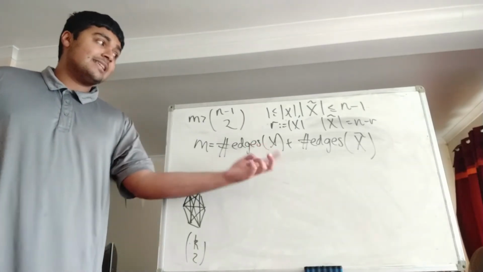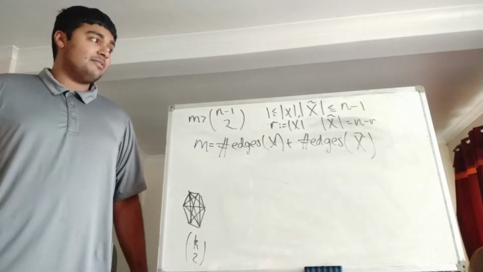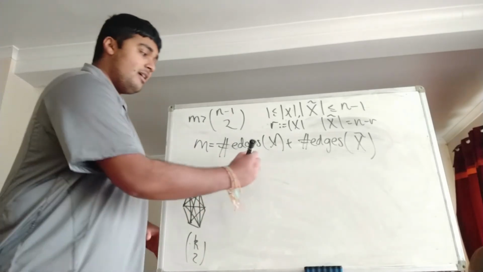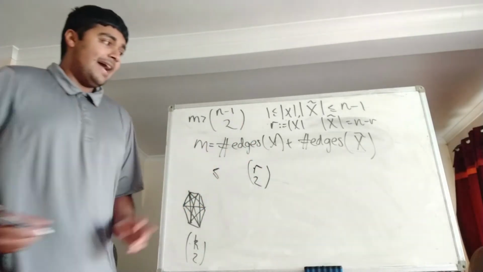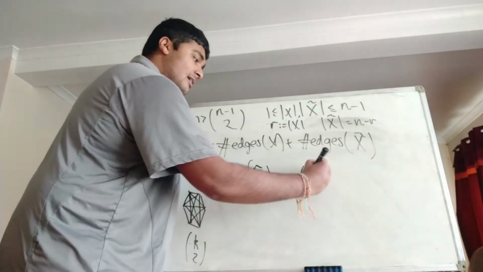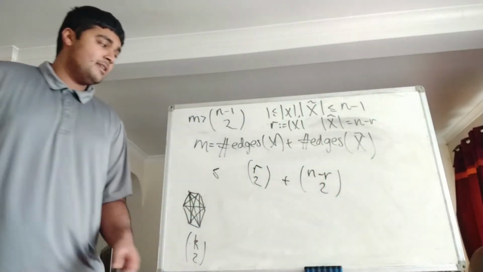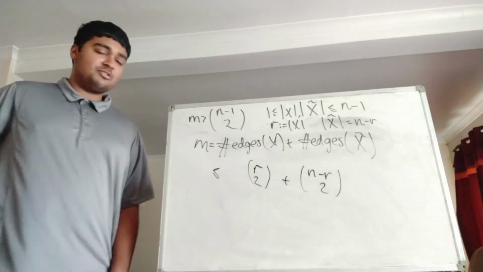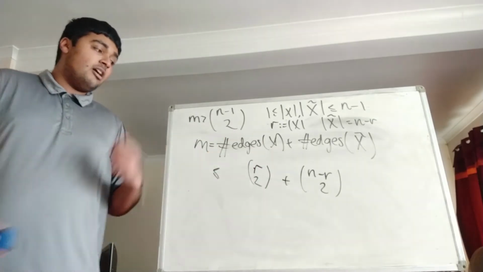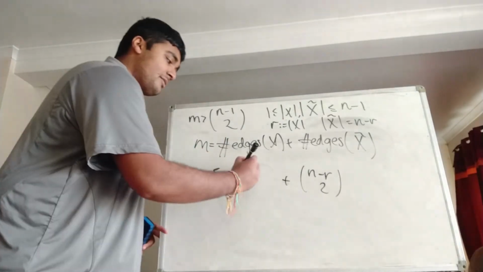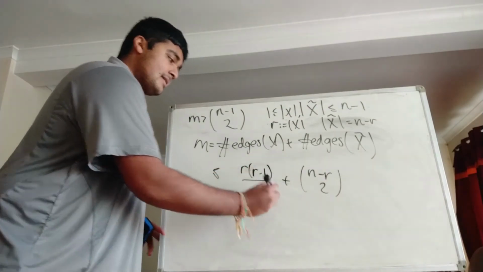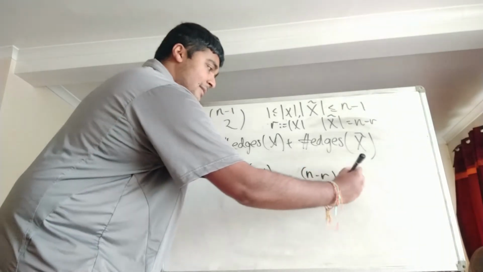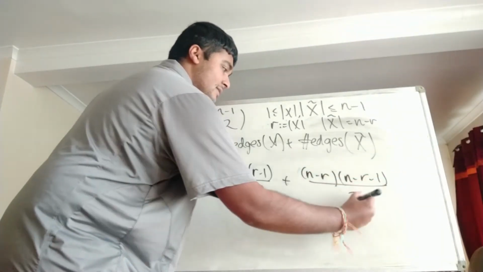But we know x has r vertices and x tilde has n minus r vertices. So that means that the number of edges in x is at most, from this argument here, r choose 2, and for x tilde it is n minus r choose 2, like so. So m is bounded from above by r choose 2 and n minus r choose 2. But we can go ahead and write out what this is. R choose 2 is simply r times r minus 1 over 2, and n minus r choose 2 is simply n minus r times n minus r minus 1 over 2, like so.